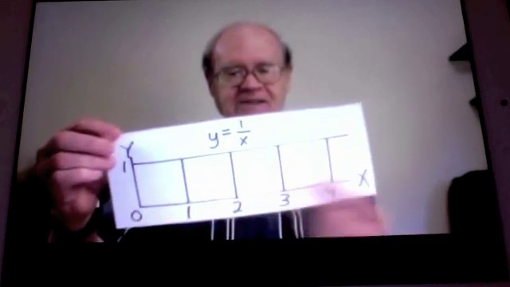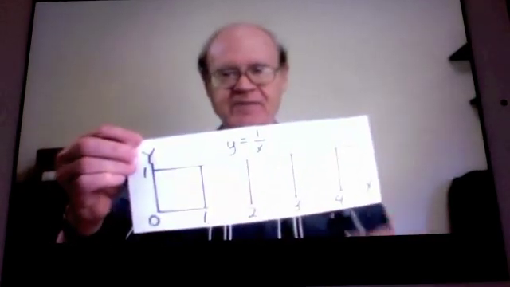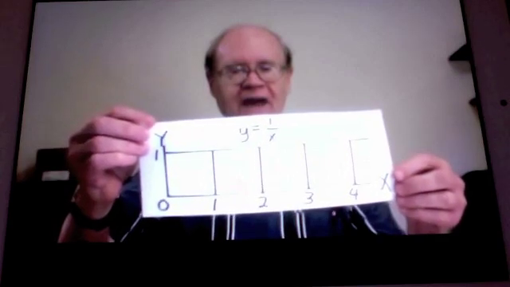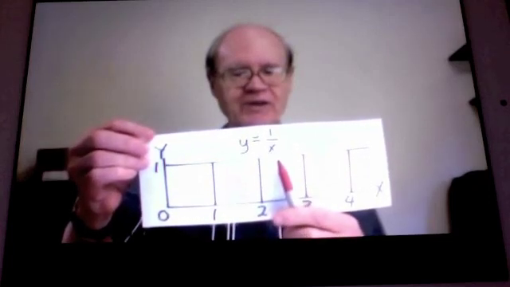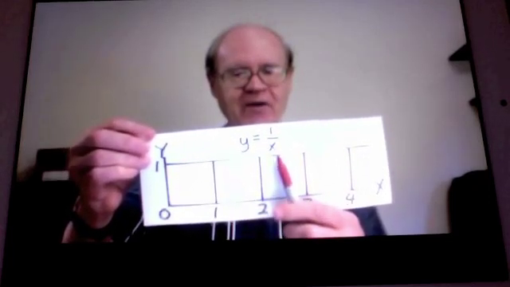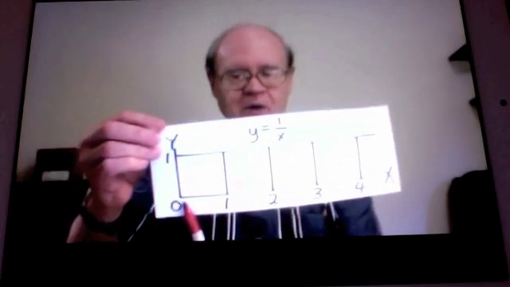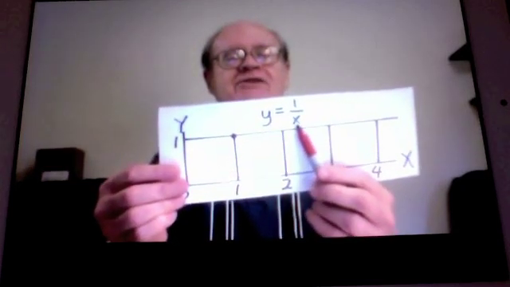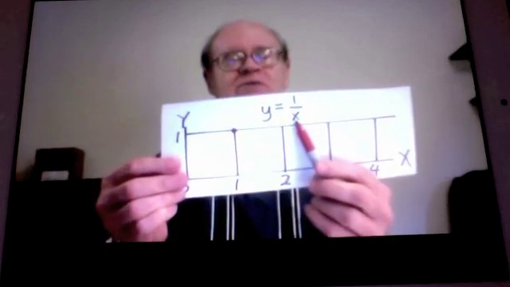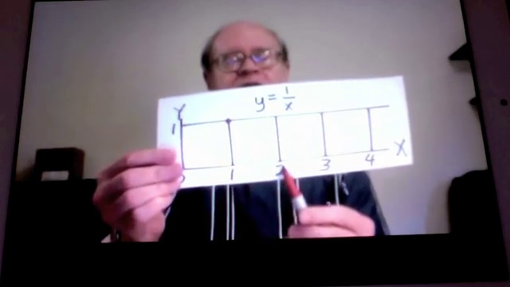This is the x-axis. This is the y-axis. When x is 1 in this equation, y is 1 over 1, which is 1. And so we have the xy pair 1, 1. That means I go over 1 and up 1, and I mark that point. Right there. Next, when x is 2, y is 1 over 2, which is 1/2. And so I go over 2 and up 1/2, and I mark that point.